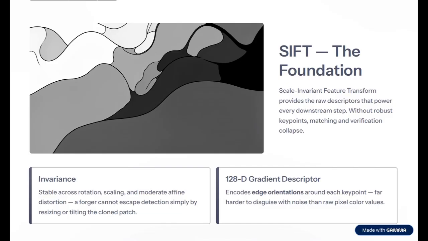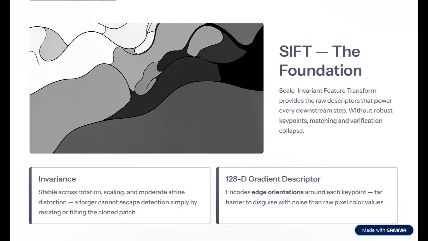Let's talk about SIFT, Scale Invariant Feature Transform. The SIFT algorithm provides the raw data for the following steps in the pipeline. This step is critical because it identifies points that stay the same even if the forger rotates the cloned object or resizes it. These geometric transformations are often used in forgeries to make the human eye think the object is different even though it's the same transformed object.